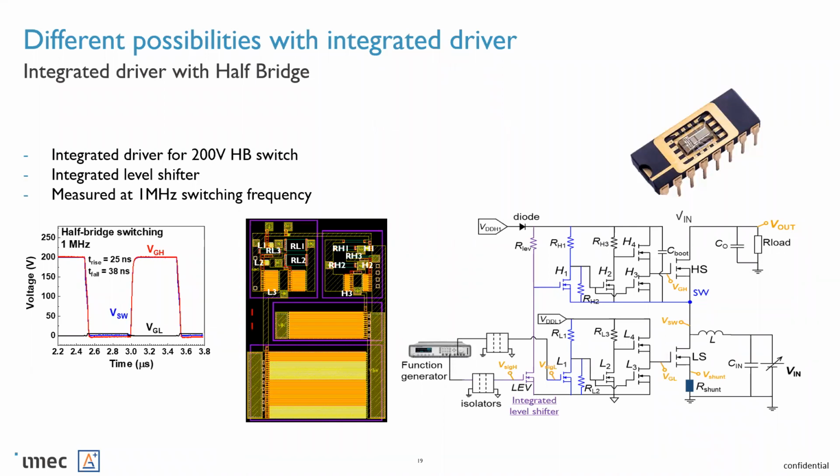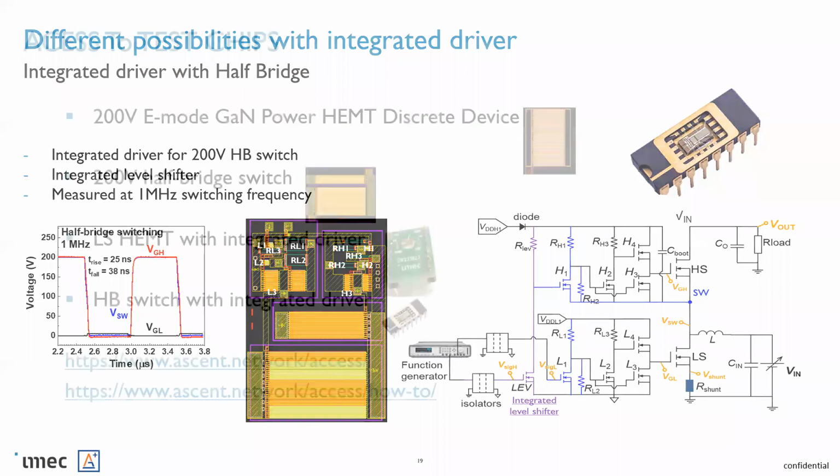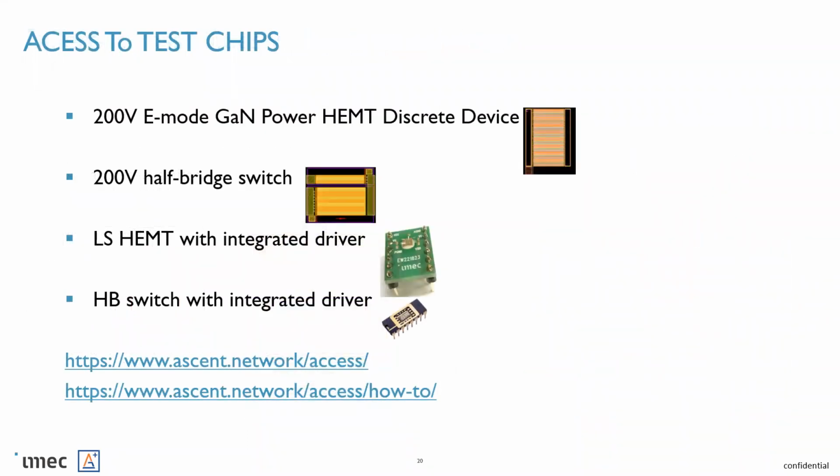We have GaN-IC in different technologies like 200 volt, 650 volt, and 100 volt technology. We have some of these samples available through the SN Plus project. You can visit the website to see which samples are available. We have some discrete devices available for the 200 volt, and we are now also making 650 volt samples available, also half-bridge switches at 200 volt, and bare die integrated driver with a low side HEMT, and that's only on 200 volt technology.